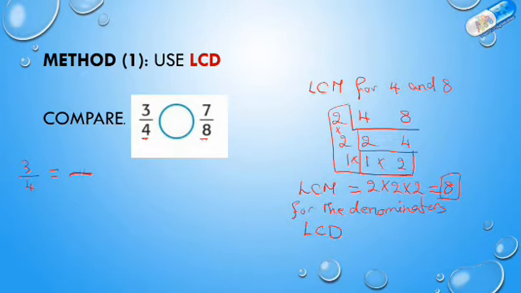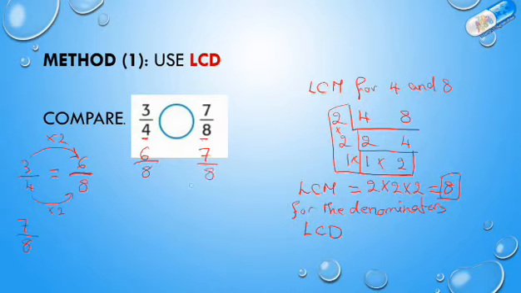So now 3 over 4, how can I write it as a number over 8? I will ask myself, how did I get 8 from 4? By multiplying by 2. So I will multiply also the numerator by 2. So 3 times 2 is 6. So 6 over 8 is the same as 3 over 4, but in another form. So it is an equivalent fraction to 3 over 4, but with denominator 8. Also, 7 over 8 will not change because it's already over 8. Now, what I'm going to compare is 6 over 8 instead of 3 over 4, and 7 over 8.